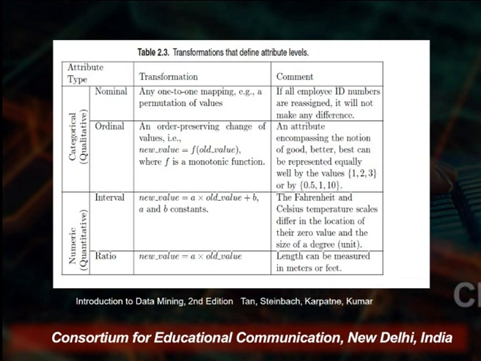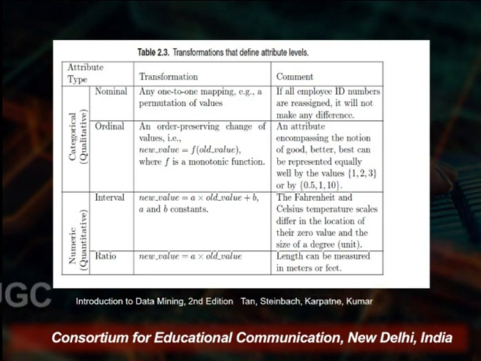And the fourth type of transformation which is allowed in the ratio attribute is where we are multiplying or dividing the old value to get a new value. For example, we have the data of mass in grams. If you want to convert it into kilograms, you only have to do a division or a multiplication. The meaning is preserved even when you multiply the old value with a constant number.